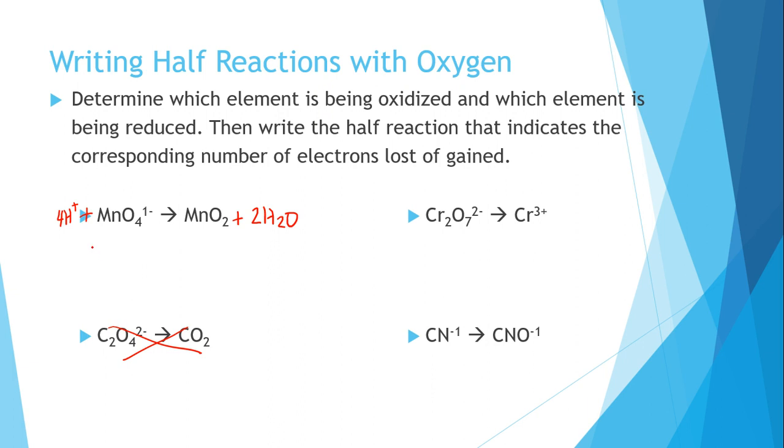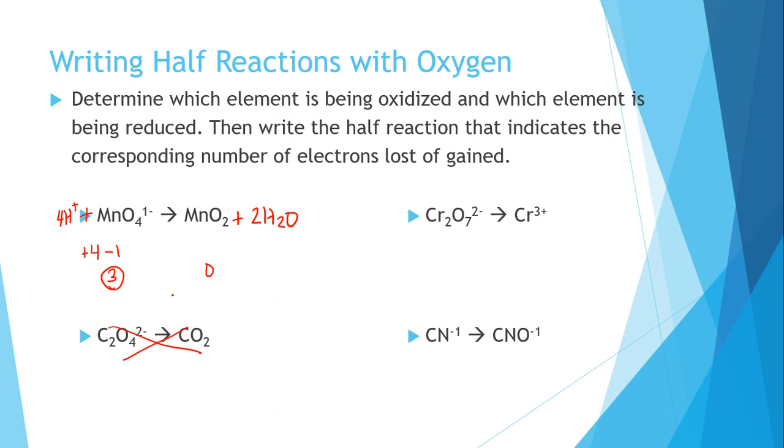Next, what we need to do is we need to make sure that my charges balance. In order for my charges to balance, notice I have 4 plus 1 charges. So I have plus 4, and then I have 1 negative 1 charge, which gives me a total of 3 on the left. Over here, both these compounds are neutral, so I have a 0 over here for my overall charge.